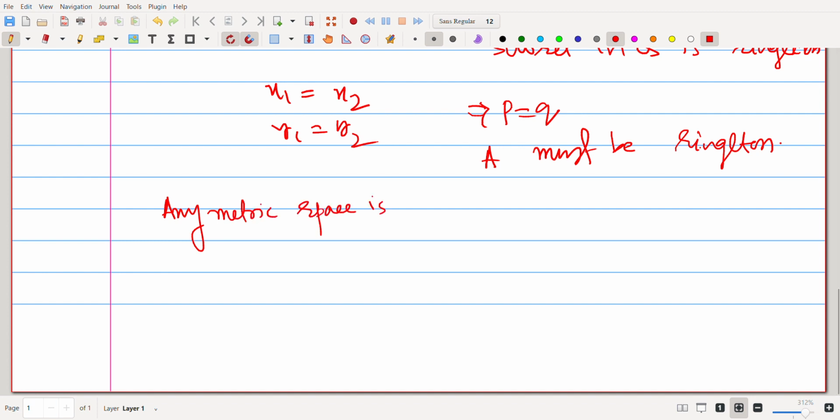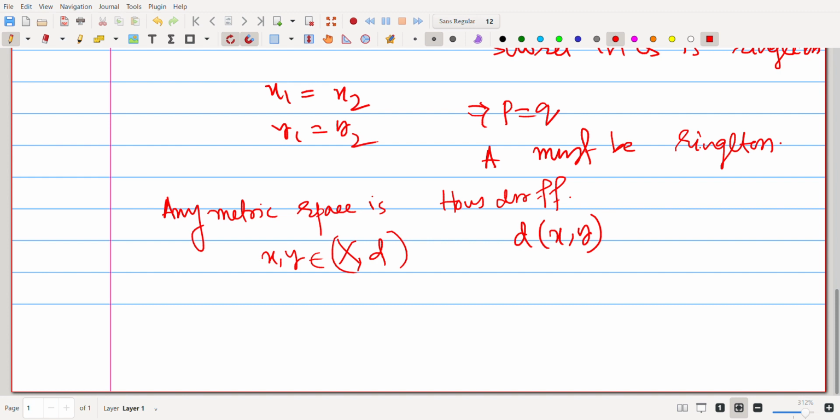Any metric space is Hausdorff. Why? Because say you take x, y belonging to X, where d is the metric. Then you can consider the distance of x comma y. First assume x and y are different, that means the distance of x comma y, say delta, is strictly greater than 0, right?